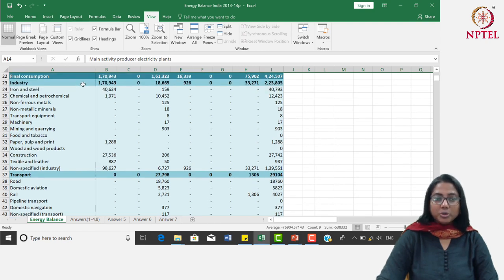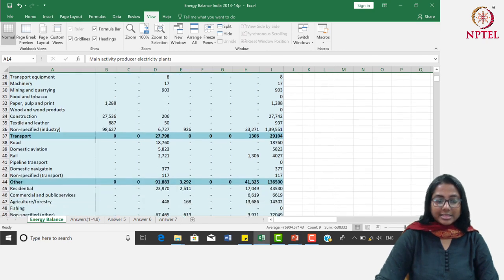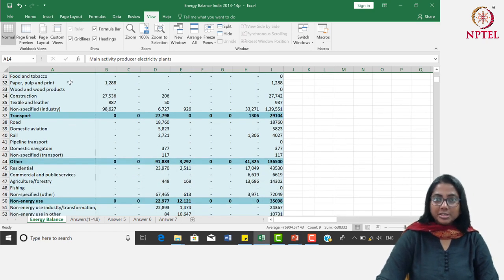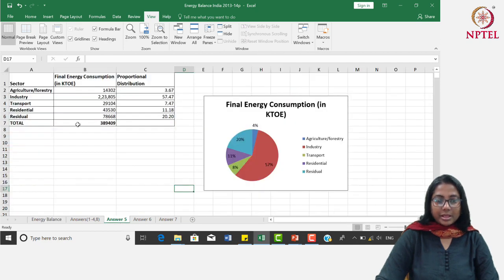tell what is the composition of the energy demand by different sectors, you have to compare the energy demand by the industry sector with transport sector, with other sectors, and you can also take into consideration the different subsectors that they are talking about. Let us see how we can answer this question. We have derived from this table a smaller table where we have taken the sectors like this: agriculture, forestry, industry. So from other we have actually taken transport, residential, and residual, and there is the total.